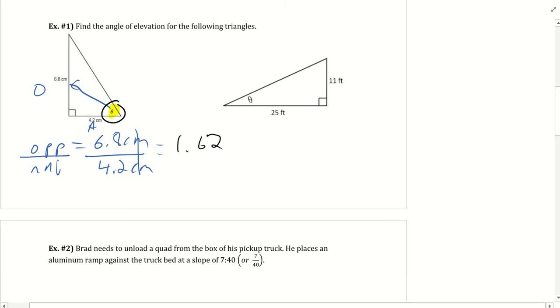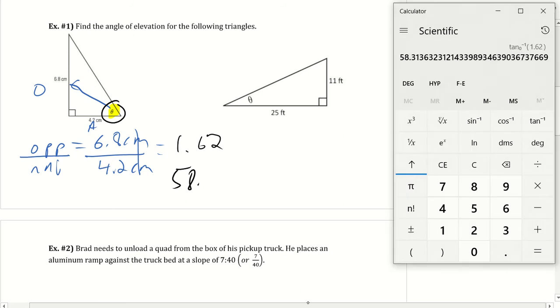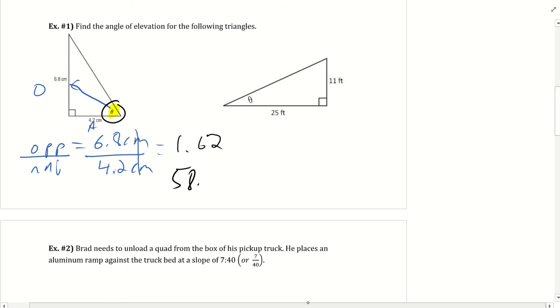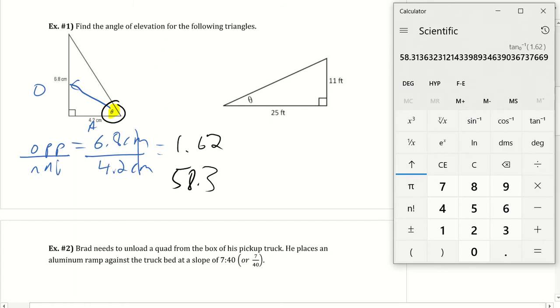That is 58.3. And in this case, another really good point to know is that you have to make sure you're using degree. It can't be rad or grad or any of those other ones. It's got to be degree because that's what angles are measured in this case.